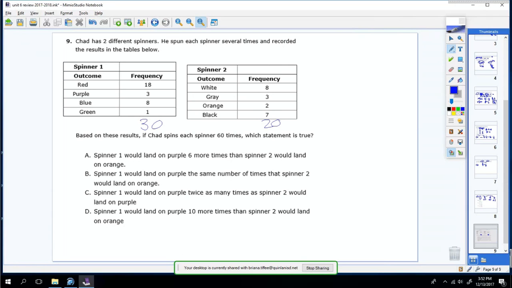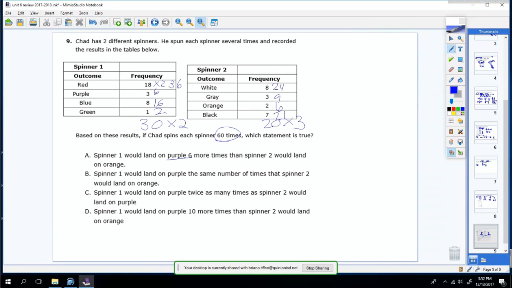So A says spinner 1 would land on purple 6 more times than it would land on orange. Well, this is if he spun it 60 times. If he already did it 30, all you have to do is multiply that by 2. So multiply this by 2, which is 36. This one will be 6. This one will be 16. And this one will be 2. So to get this one to 60, you're going to multiply this by 3. So it's 24, 9, 6, 21.